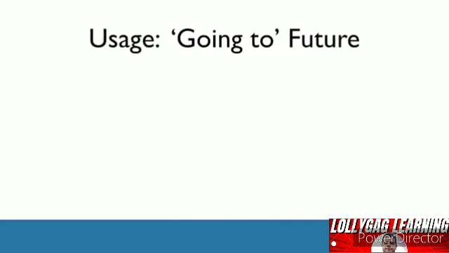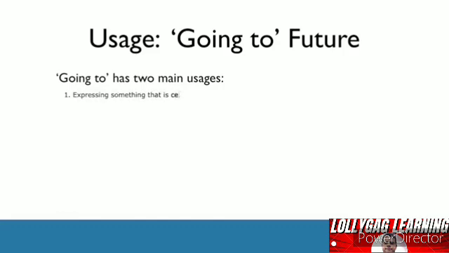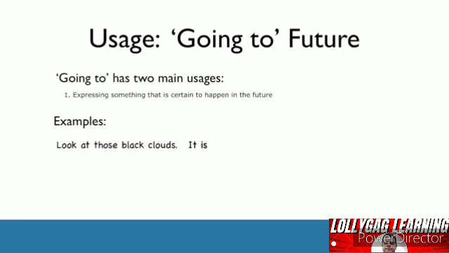Now, let's look at the usage of the going to future. Again, there are two main usages. The first one is to indicate some form of certainty for the future, something that's certain to happen. Let's look at some examples. Look at those black clouds. It's going to rain any minute.